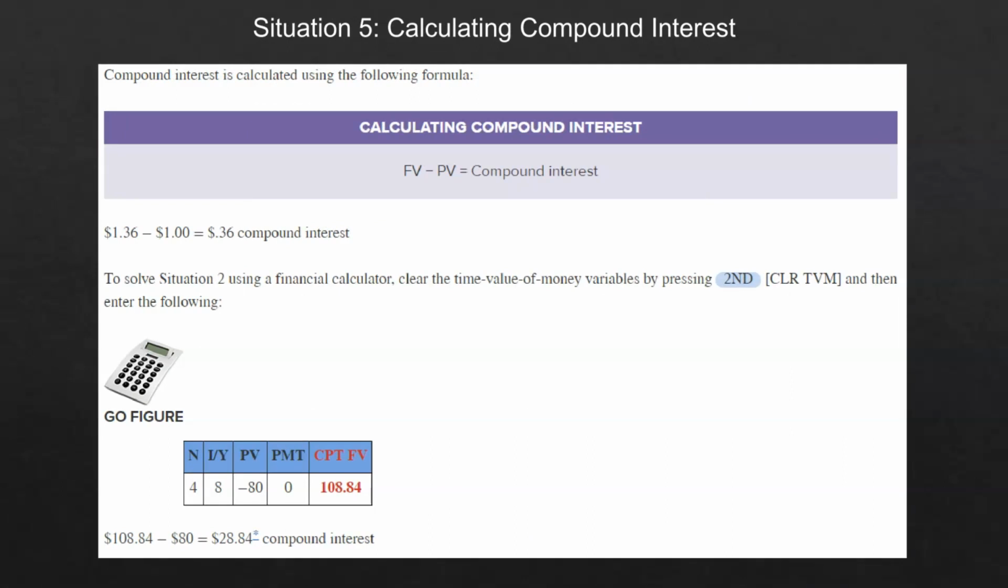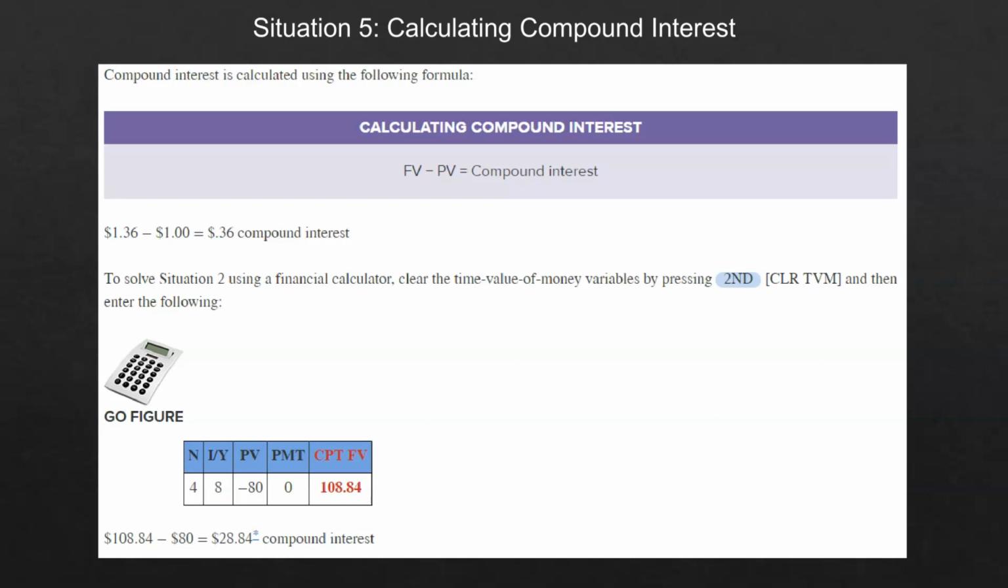Okay, and then here's another one. Compound interest is calculated using the following formula. Calculating compound interest, you take your future value minus your present value, and that tells you how much interest you've earned. This is just another one for your financial calculator. On this one, it would be 4 periods. The interest rate is 8%. The amount invested is $80, right?